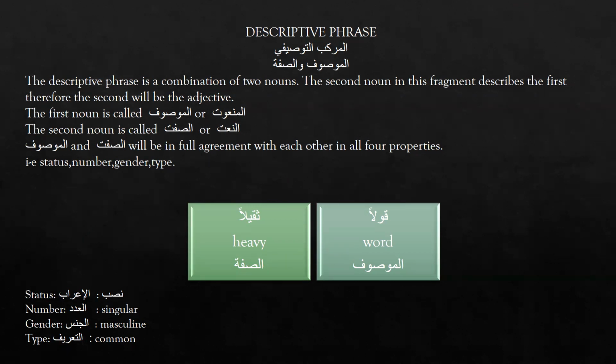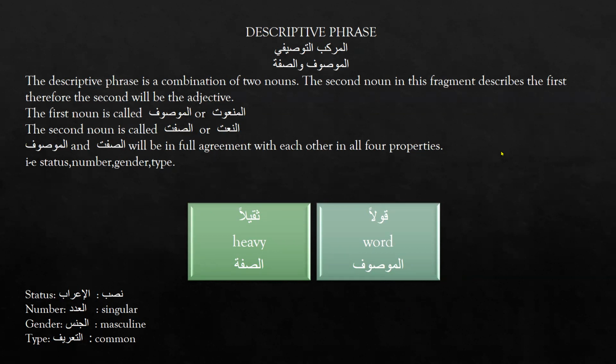Qawlan sakila. This is a fragment in which the first word is a mawsuf, and the word describing it is its sifa, that is sakila. Qawlan sakila, a heavy word. This first word, the mawsuf, is also called manut, and the second noun, its sifa, can be called naat. Mawsuf or manut, sifa or naat, we can call it. When we use the term manut, we say naat, and when we say mawsuf, we call its adjective a sifa.